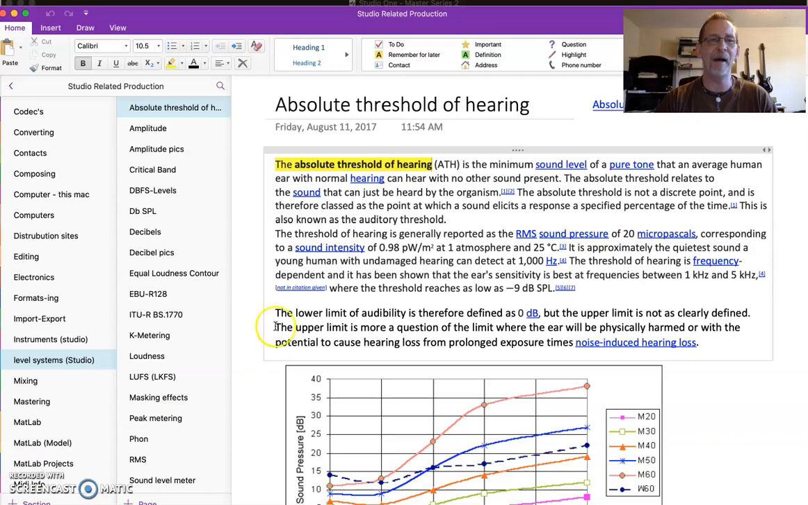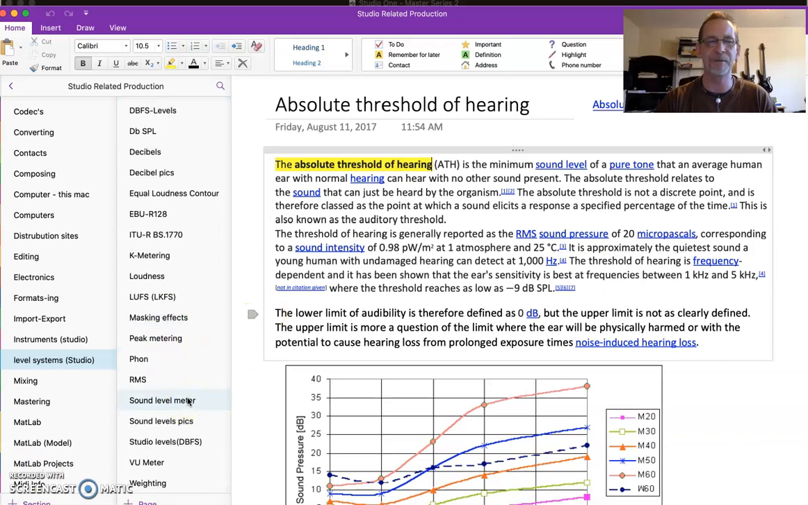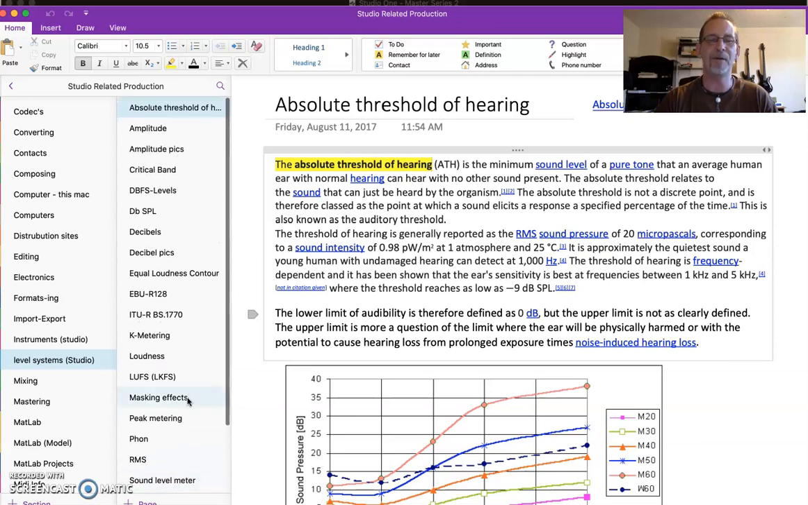So basically, I have a bunch of notebooks. This is one of my notebooks on leveling systems. But for the most part, you've got a couple different systems.